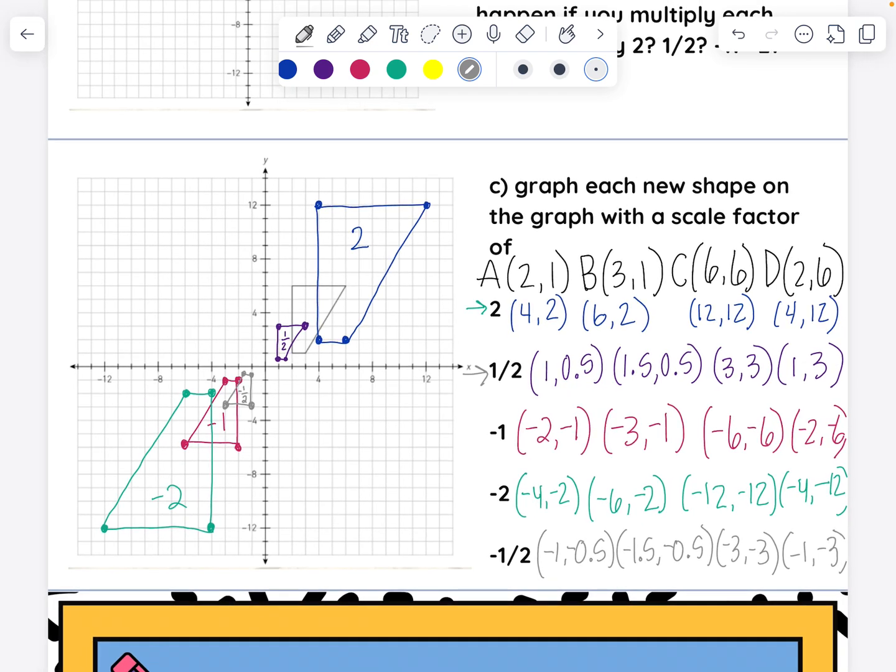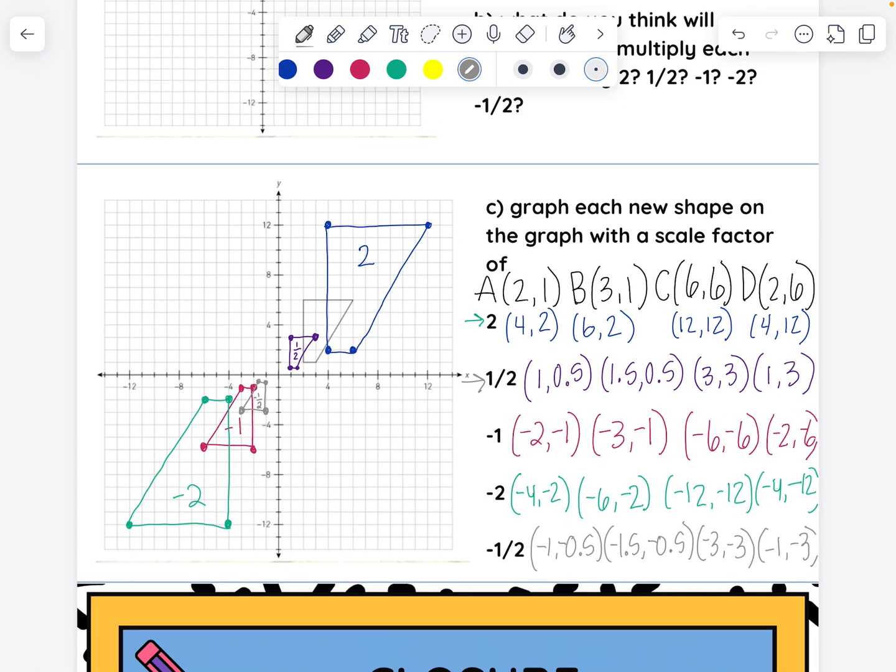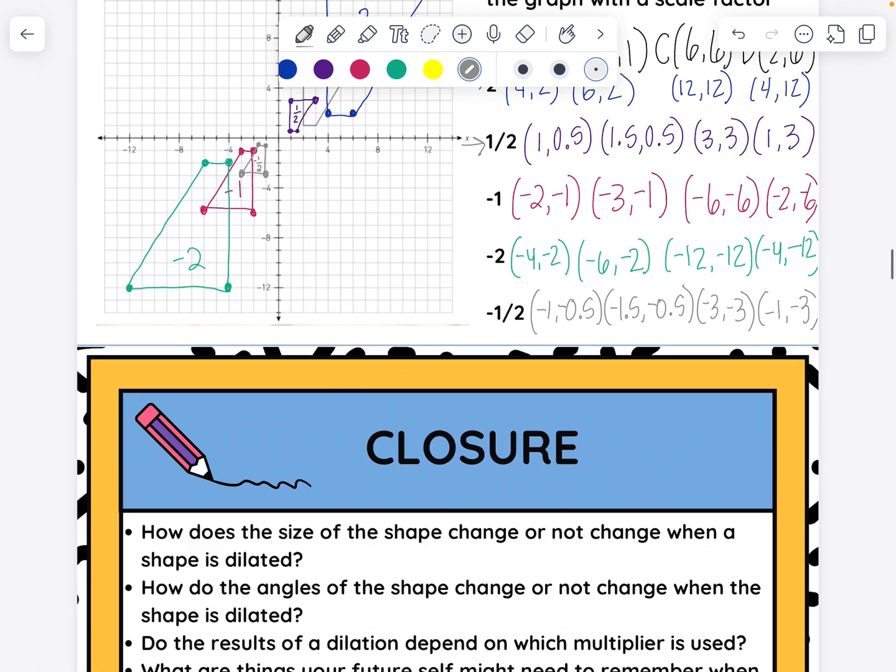So when we multiply by a number bigger than 1, the shape gets bigger. When we multiply by a scale factor less than 1, the shape gets smaller. Now, technically, negative 2 is less than 1. But what we want to think about is that if it's a fraction form, then it gets smaller. If it's whole number 1 or more, or negative 1 or less, it's going to get larger. So the closer to 0, really, the smaller it will be. Make sure all of that is labeled and graphed in your notes.